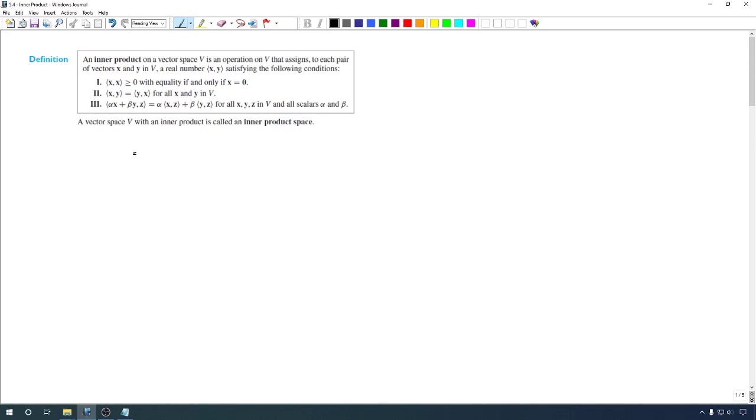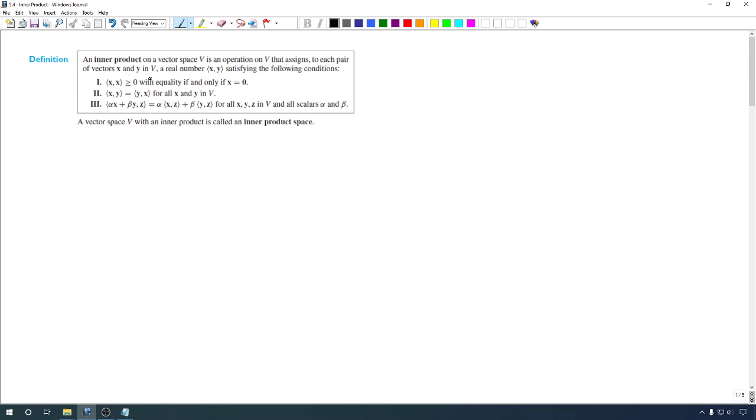Today in section 5.4, we're going to talk about inner products. We already called the scalar product in Rn the inner product as well, but here what we mean by inner product is a much more general thing. We're going to take an arbitrary vector space V, so this doesn't have to be Rn, and we're going to define an inner product to be anything that combines two vectors, x and y.